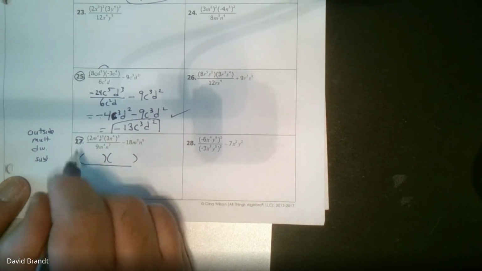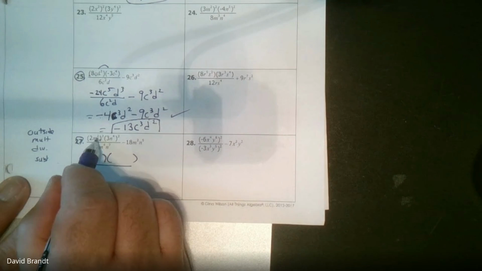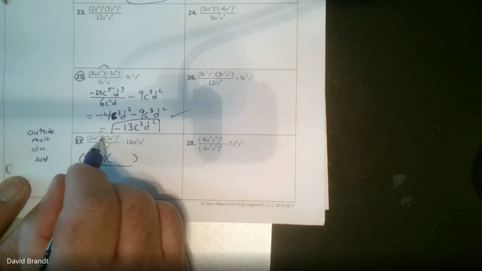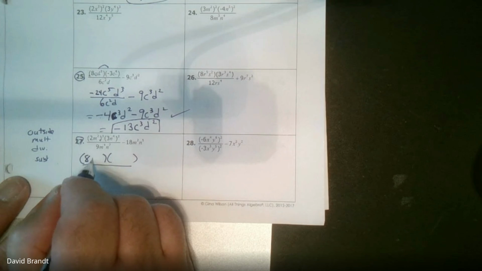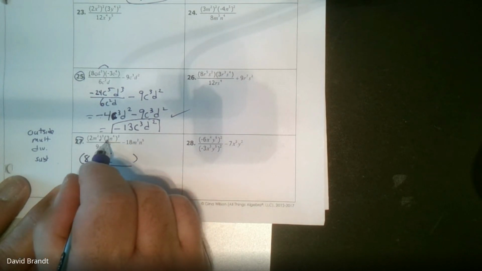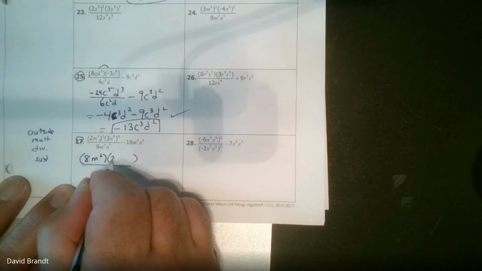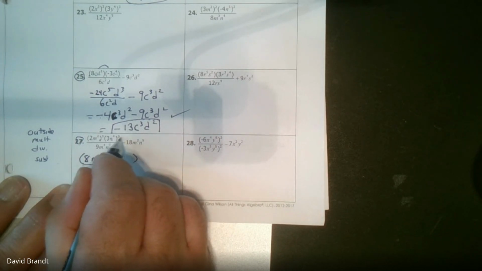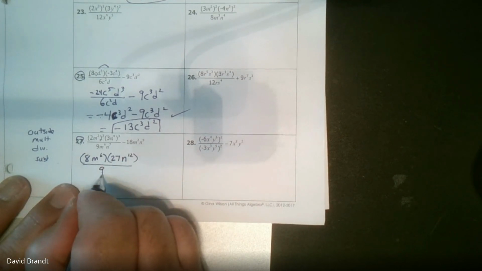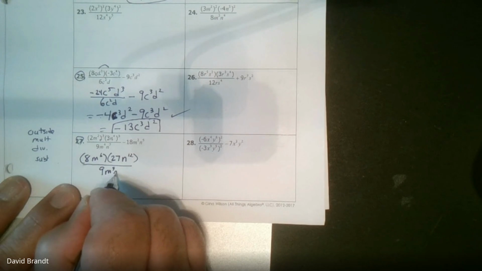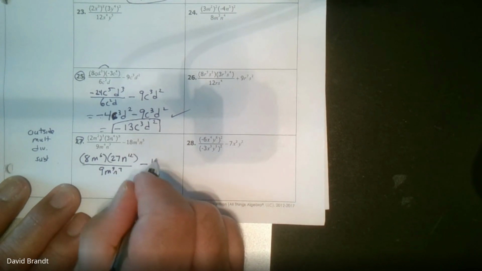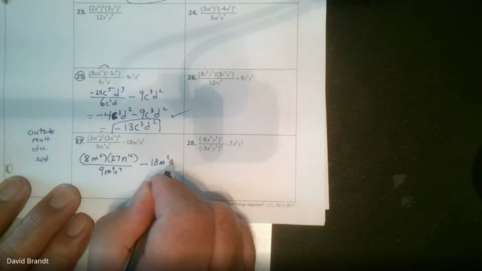What's 2 to the power of 3? 8. M^2 to the power of 3, that's M^6. All right, what's 3 to the power of 3? That's 27. And multiply the exponents together, that's going to be N^12. And that's going to be 9M^4N^7 on the bottom. That's still minus 18M^2N^5.